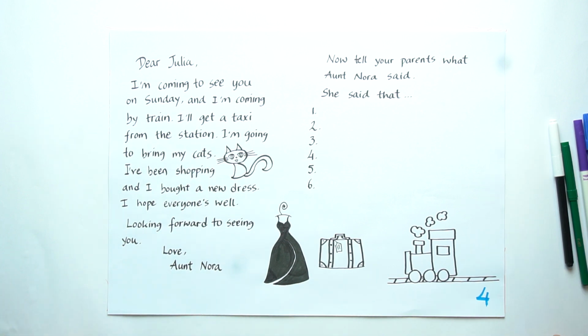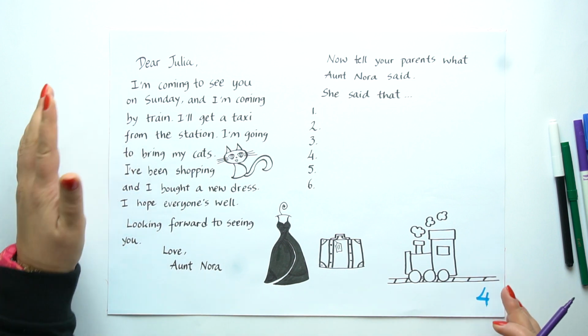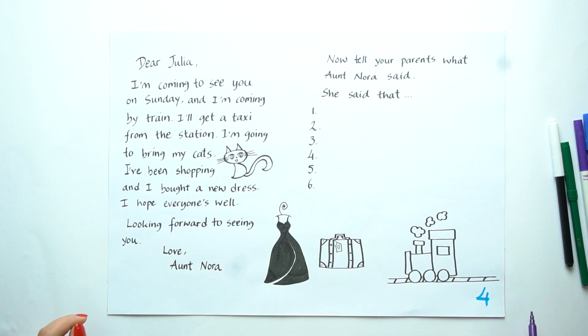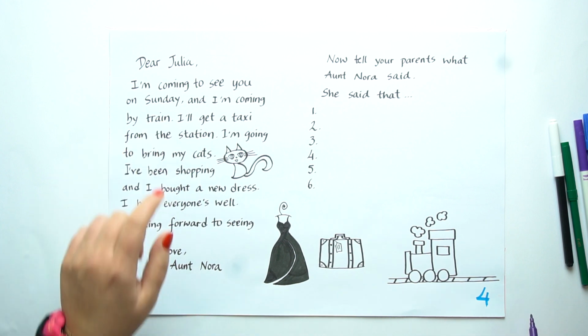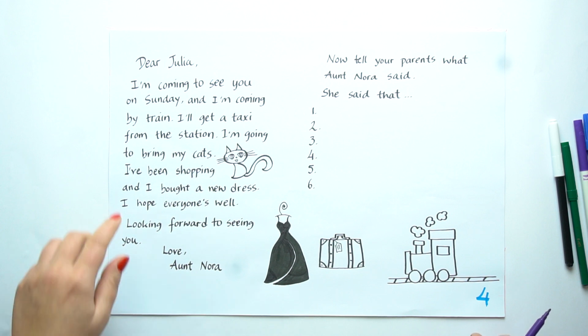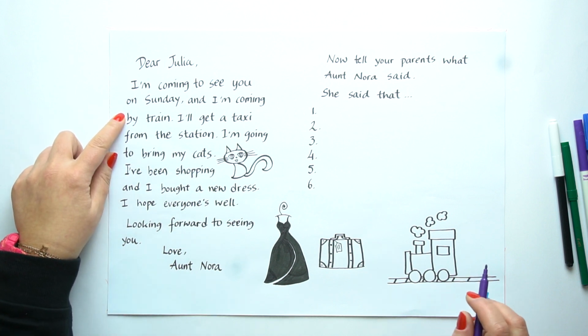And now it is time to tell your parents what Aunt Nora said. She said that. Let's look at the first sentence, okay? What she says, I'm coming to see you on Sunday, all right? So if you're reporting this sentence in a couple of days, and if Sunday is still ahead, then no problem, you can keep the date, okay? But within the coming pages, we're going to talk about a couple of things that refer to a change in time and place. So, I'm coming.